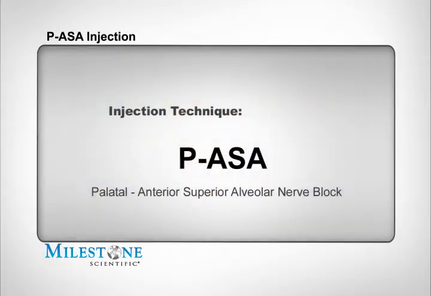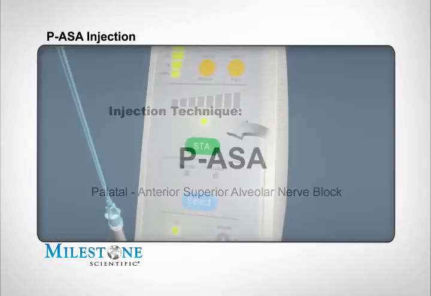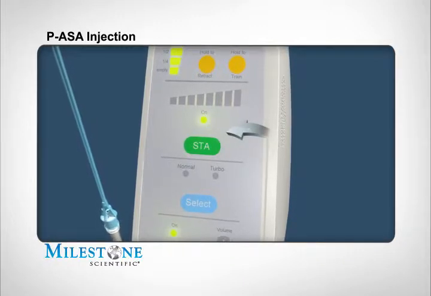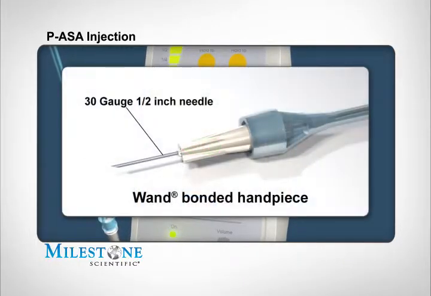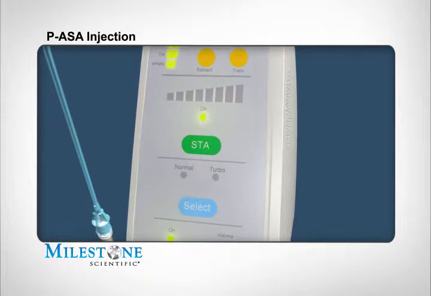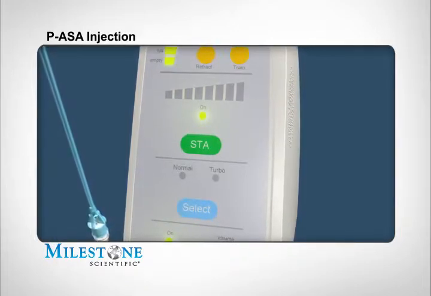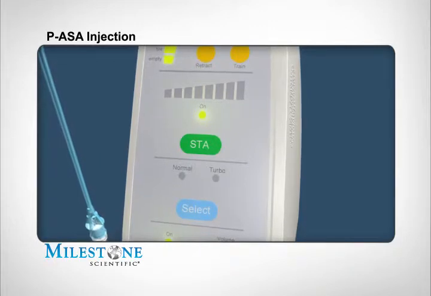Injection technique: P-ASA, or palatal approach, anterior superior alveolar nerve block. Before you begin, verify the STA system instrument is set to the STA mode. It's recommended that you use the 30-gauge half-inch bonded STA wand handpiece for this injection. Please note, it's critical to use the STA mode for this injection to ensure that a safe and controlled single flow rate is maintained throughout this injection.